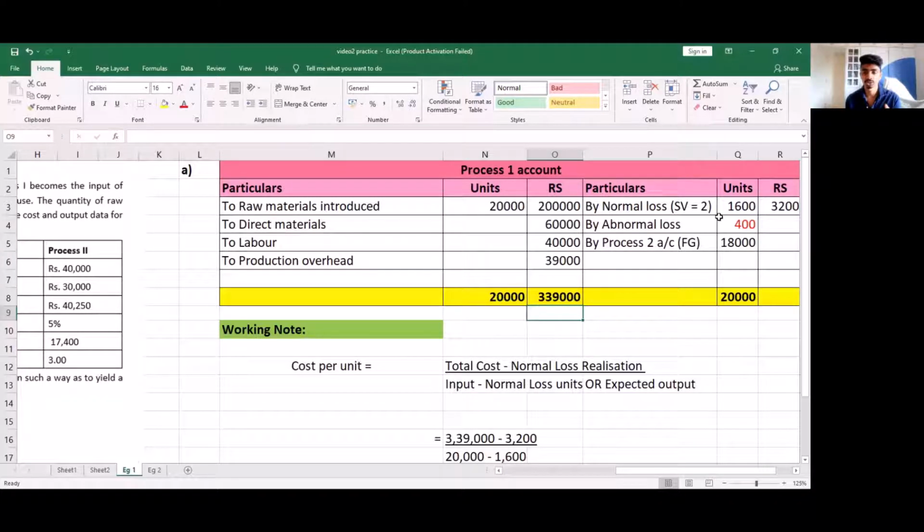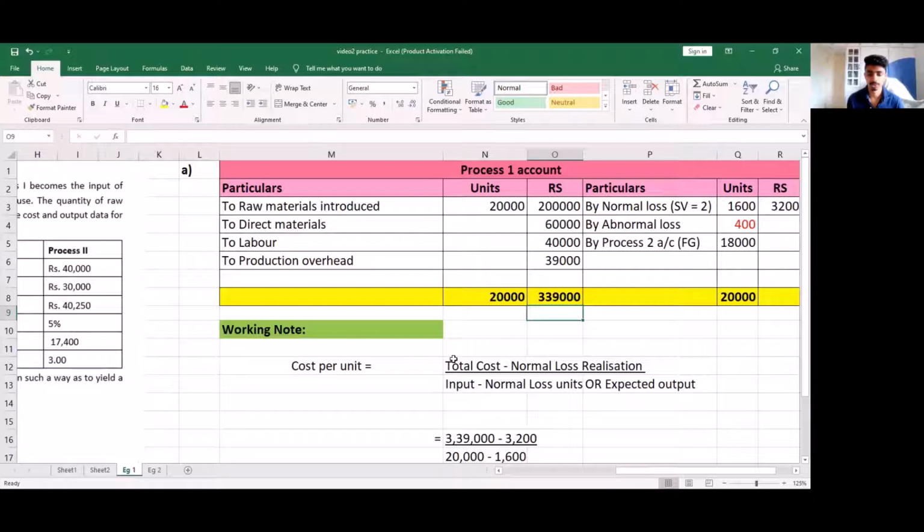Let's take an example. Let's say this is my last process, or any process. 20,000 is how much I have introduced. And at the end, how much am I going to get? Let's say my output is 18,000. So I'm going to account for the cost of 18,000. For that example, we don't consider the 1,600, so it has to be subtracted.